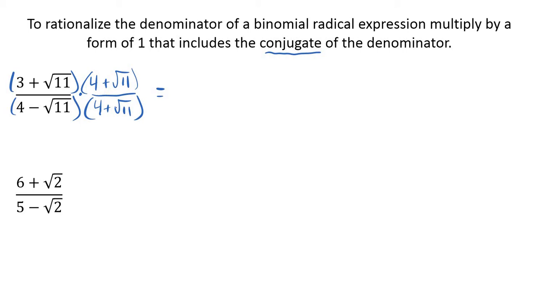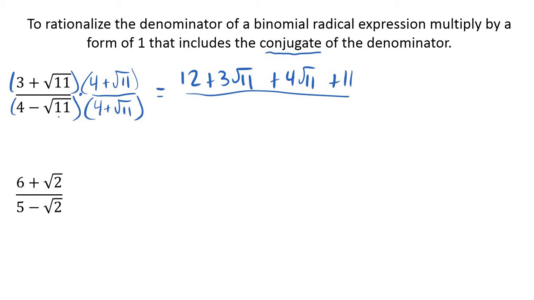Now again, here's the key. Where did I get this number from? It's the conjugate of this number right here. I just changed the middle sign. So let's multiply this top one out. 3 times 4 is 12. 3 times root 11 is 3 root 11. Take the other ones, 4 root 11 plus 11. Right? Of course, we simplify that.